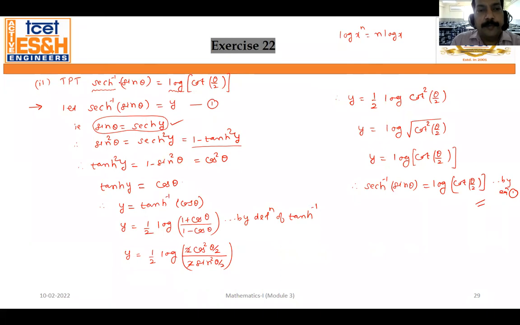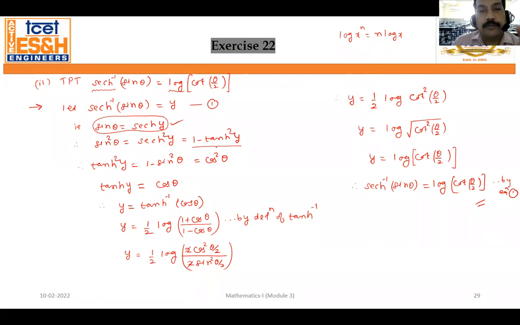To prove that sec hyperbolic inverse of sin theta is log of cot of theta by 2, I assume let sec hyperbolic inverse of sin theta is y. That means sin theta is sec hyperbolic of y. That means sin square theta is sec hyperbolic square of y. मैंने क्या किया? सबसे पहले मैंने स्क्वायर किया. फाइन. सो साइन स्क्वायर थीटा मिल गया सेक हाइपरबोलिक स्क्वायर ऑफ y.